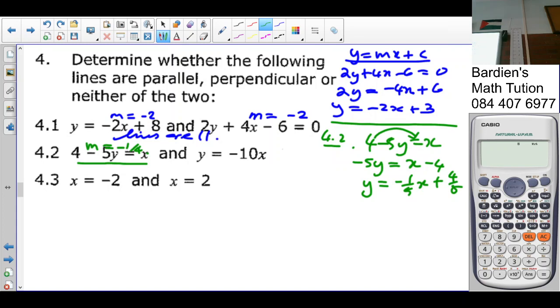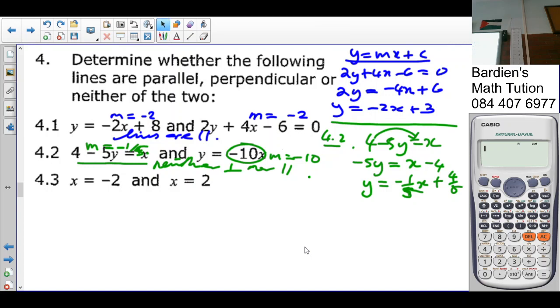Negative a fifth. What's the gradient of the other line? Negative 4. Is there any relationship there? If I multiply that, do I get negative 1? No. So is it parallel? Is it perpendicular? So it's neither. Is that correct? It's neither perpendicular nor parallel. Okay, we just say neither, it's fine. We go to the next one.